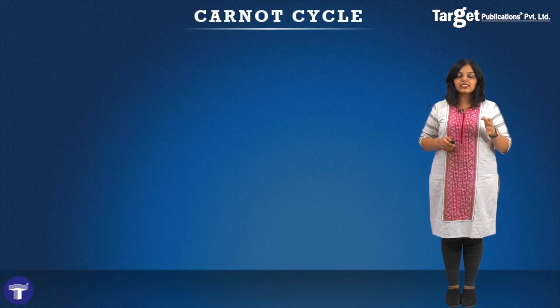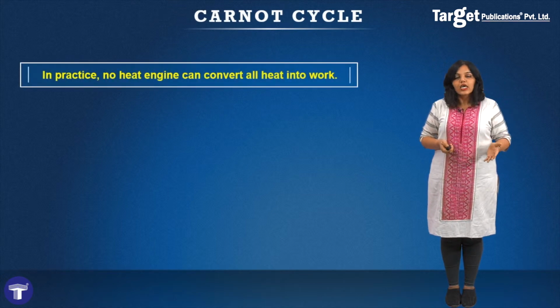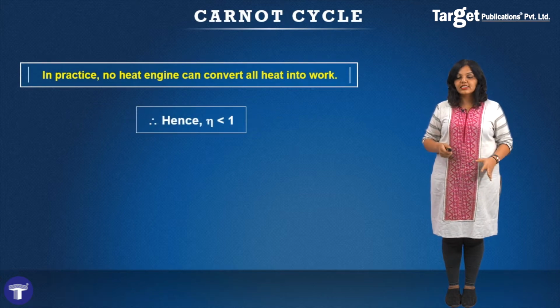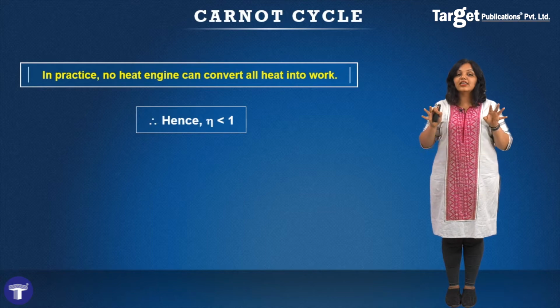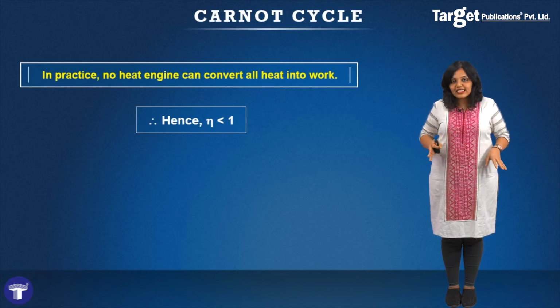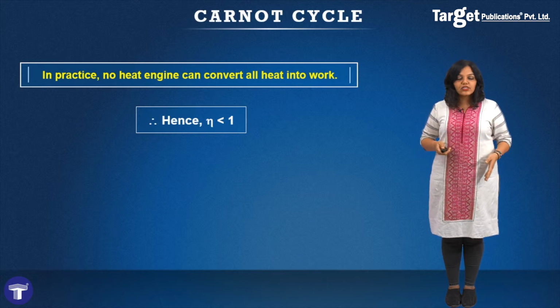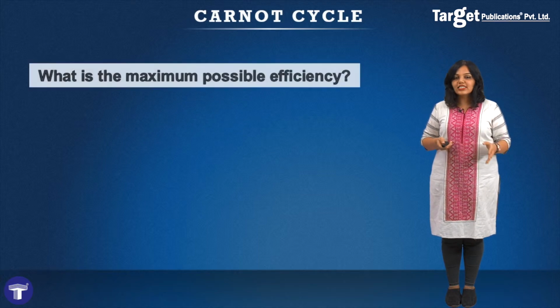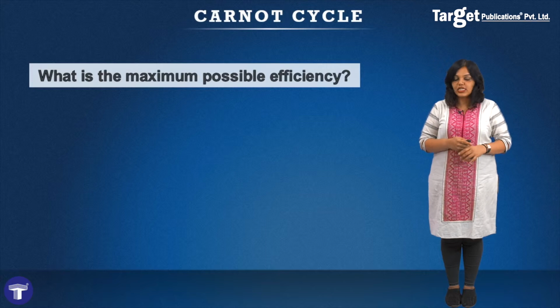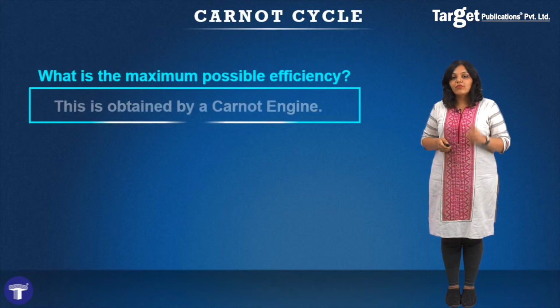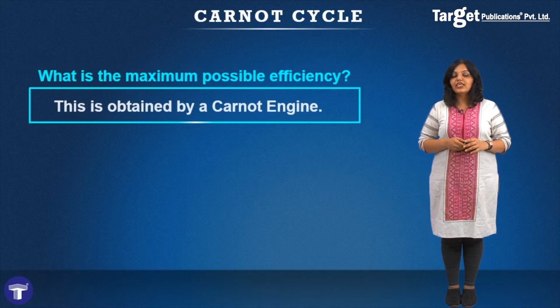However, in practice, it is impossible to find a heat engine that converts all heat into work, which means that for all practical reasons, eta is always less than 1. That is, the efficiency of any heat engine in the entire world will always be less than 100%. So the next obvious question is, what is the maximum possible efficiency that I can get from a heat engine?